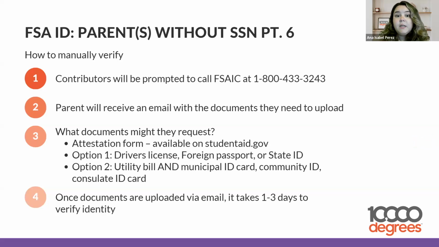Parents will then receive an email with the documents that they need to upload. This might look like an attestation form, again, that it's available on the studentaid.gov website. Parents might also be able to submit either a driver's license, a foreign passport, or state ID. They do have to be valid at this point, so that's a note to just keep in mind. And then they can also include utility bills or any other IDs, or their consulate card.